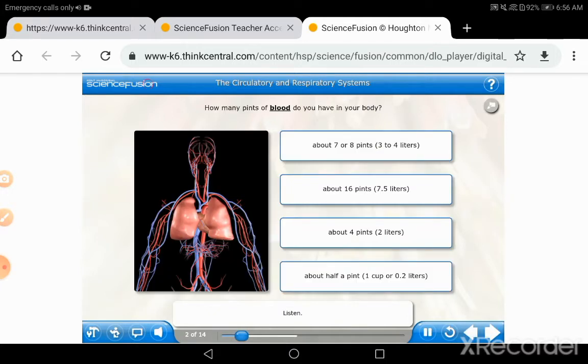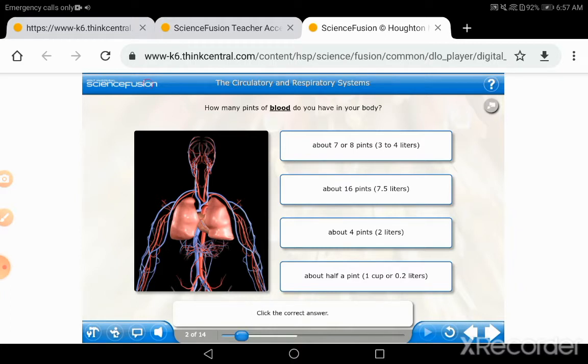Listen. That's the sound of blood rushing through an artery. Now answer this. How much blood do you have in your body? Click the correct answer. Okay, how much blood do you think you have in your body?